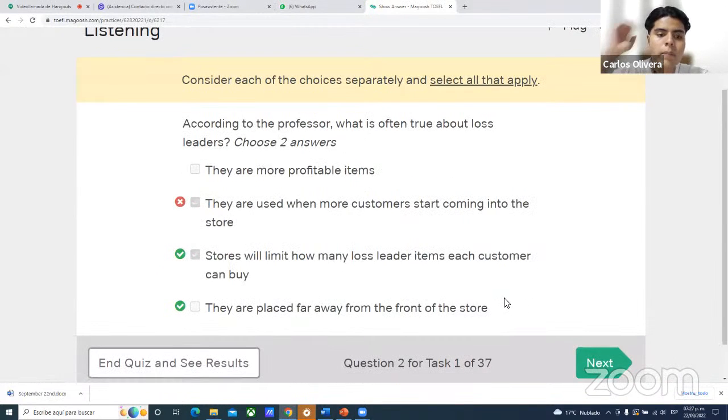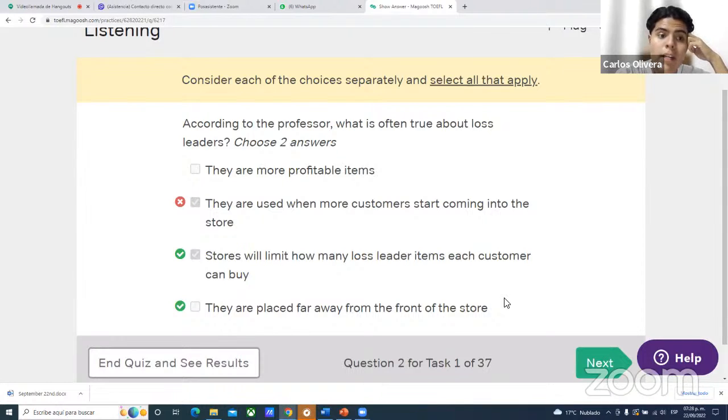Okay, so in this case, the correct responses were number 3 and 4. The person who responded in this case got 1, very, very good. And the other one was in this case, the number 4. So the question is, according to the professor, what is often true about loss leaders? This is basically a detailed question, right? As the ones that I taught you. And basically, what was true about it was that the stores will limit how many loss leader items each customer can buy. And this is actually true, right?